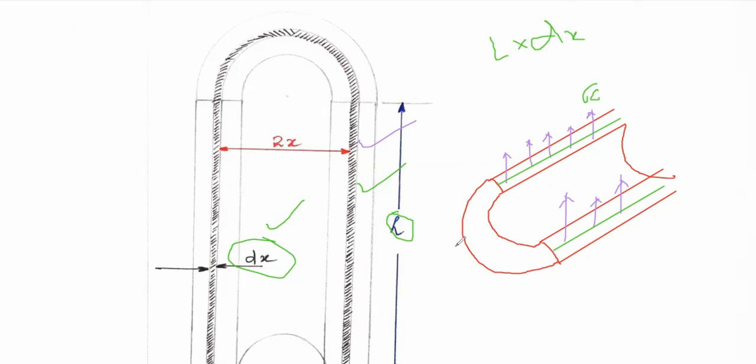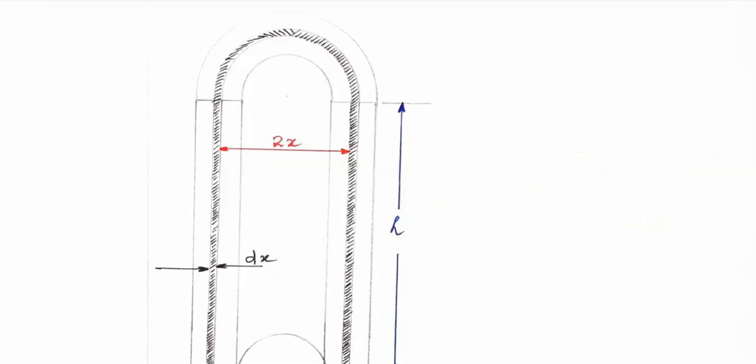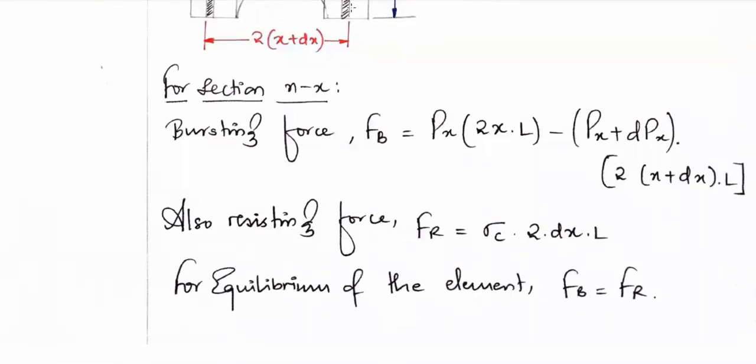But the thing to be noted here is that the strip is on both the sides. Here also you are having the strip and here also you are having the strip. So I will be multiplying this by 2. So the area on which the circumferential stress is acting is 2L dx. Right? So you can observe I have taken the same thing here.